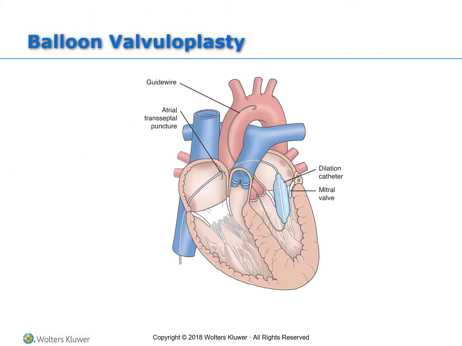This is what a balloon valvuloplasty looks like, and there are potential complications for this. That includes aortic regurgitation, an embolus, ventricular perforation, rupture of the aortic valve, ventricular dysrhythmia, mitral valve damage, and bleeding from the catheter insertion sites.